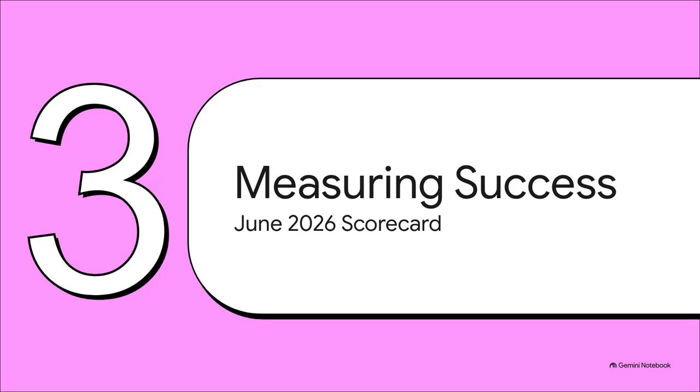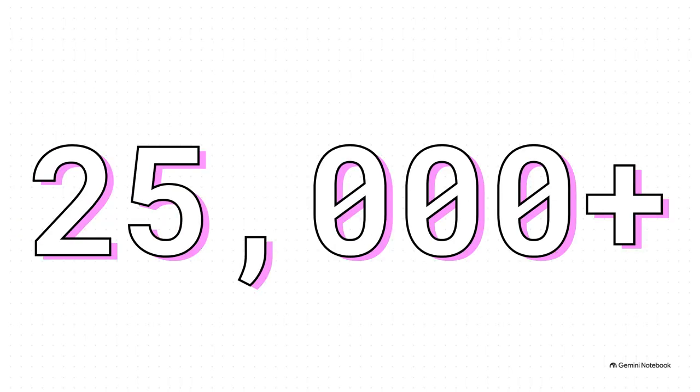Section 3. Measuring enforcement success. The June 2026 scorecard. Let's look at the actual data from the first 2 years of these new rules to see if this whole accountability model is actually working. Over 25,000. Just let that massive number sink in. That represents the total abusive domains successfully mitigated through direct investigation between April 2024 and April 2026.